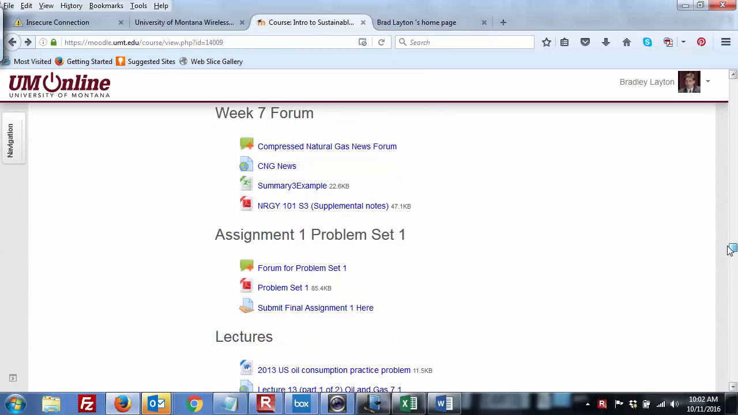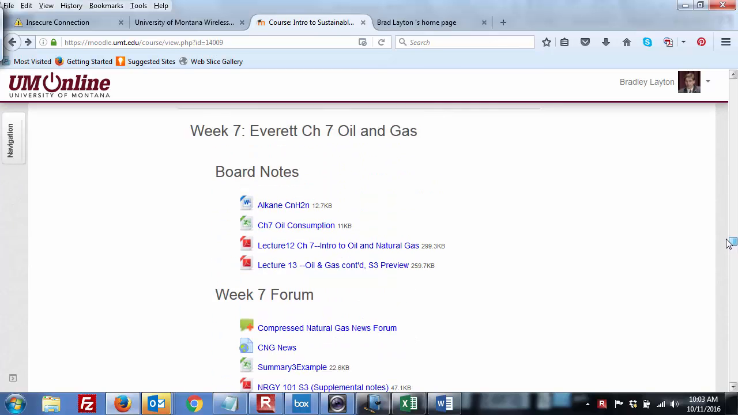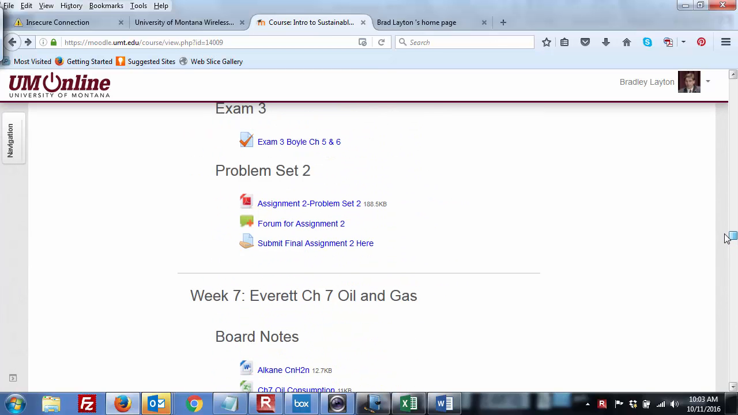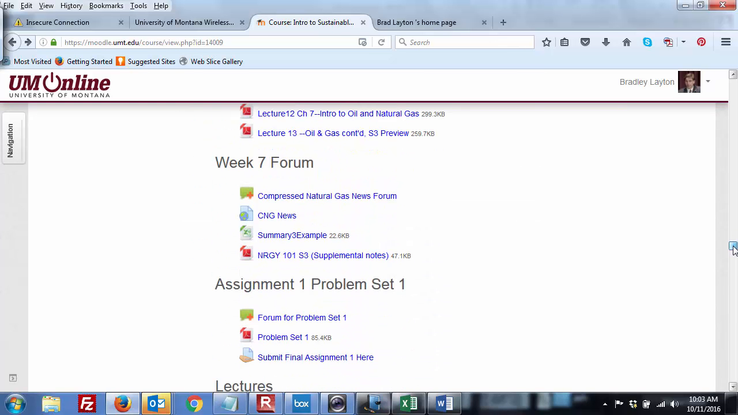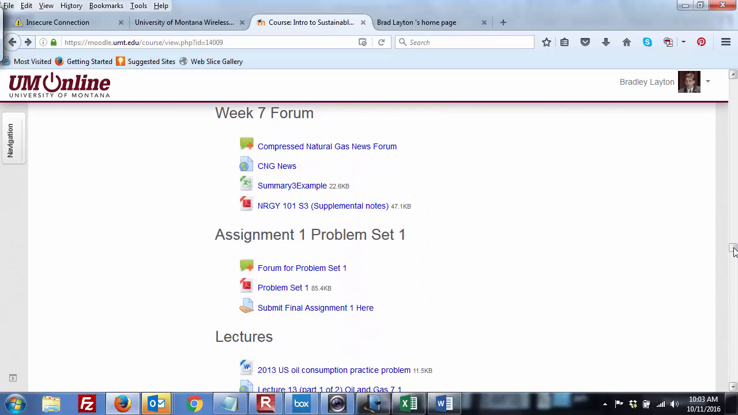Problem set 1 is where it should be in week 7. Problem set 2, for whatever reason, is still sitting up there in week 6. So Peter has told me that he's moved it several times and it keeps going back. So I don't know if it's a Moodle issue or what. He's a pretty sharp guy. But anyway, let's just take a look at problem set 1.